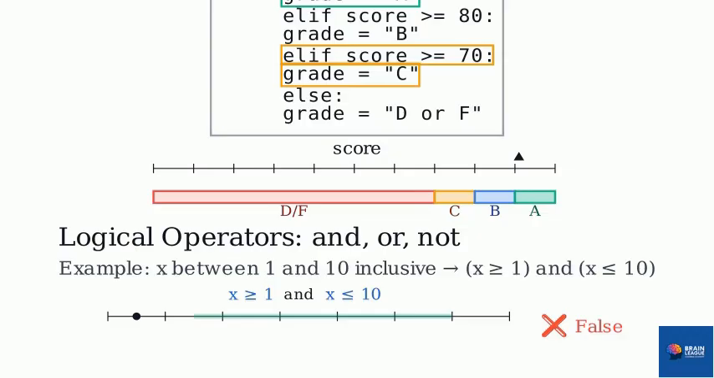We will check the compound condition, x between 1 and 10 inclusive. That means x greater than or equal to 1, and x less than or equal to 10. We slide x into the interval to make the whole condition true. Then move x outside the interval to make it false.